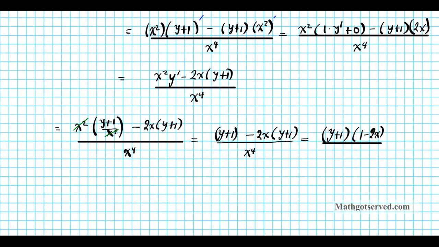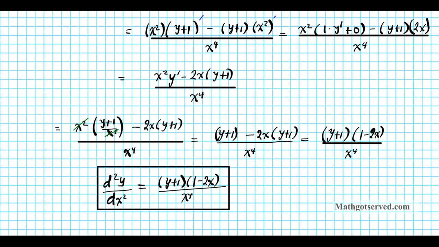So that is the expression for the second derivative. So d squared y dx squared is y plus 1 times 1 minus 2x, divided by x to the fourth. All right? Okay, now let's shift our attention to the next portion.